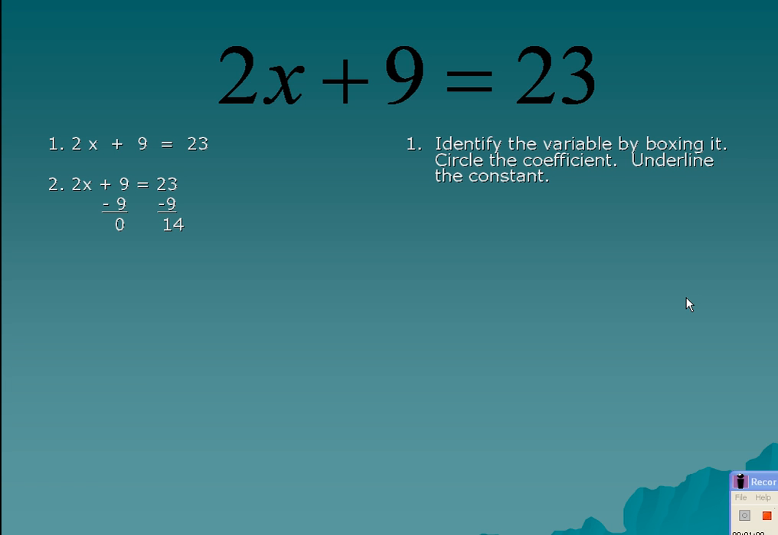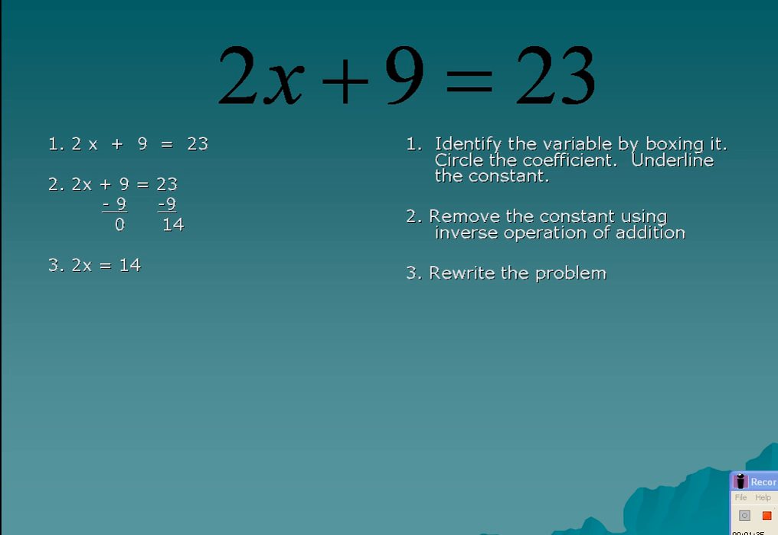The next step is to remove the constant using the inverse operation of addition. You see here that the inverse of addition is subtraction. Subtract 9 from both sides, and you should get 2x equals 14. Our next step, as you can see, is to rewrite the problem. This just makes things look cleaner as you move through the process.